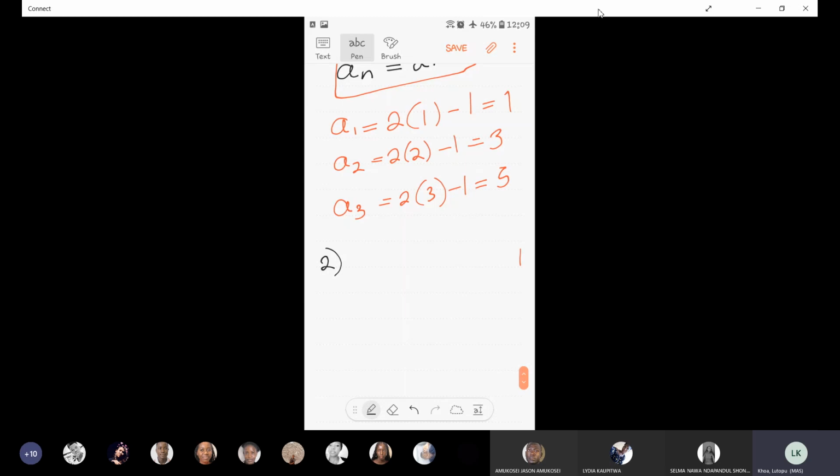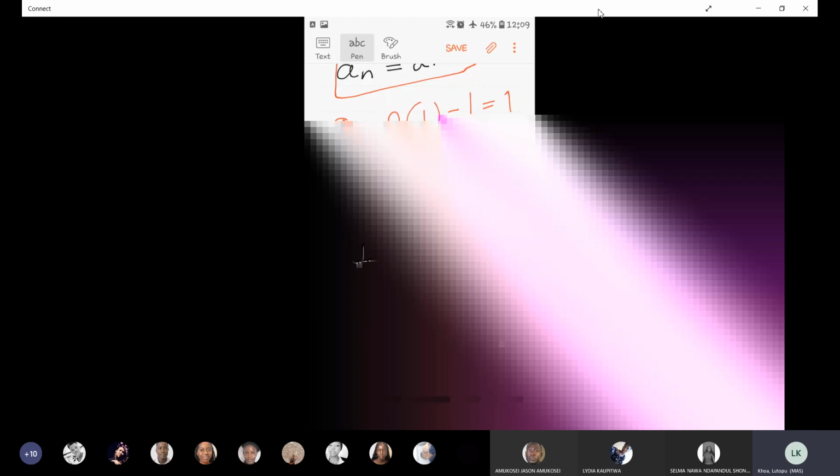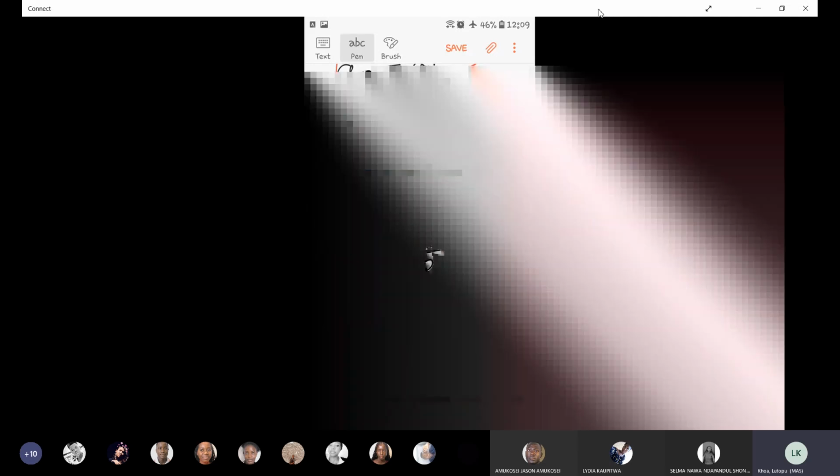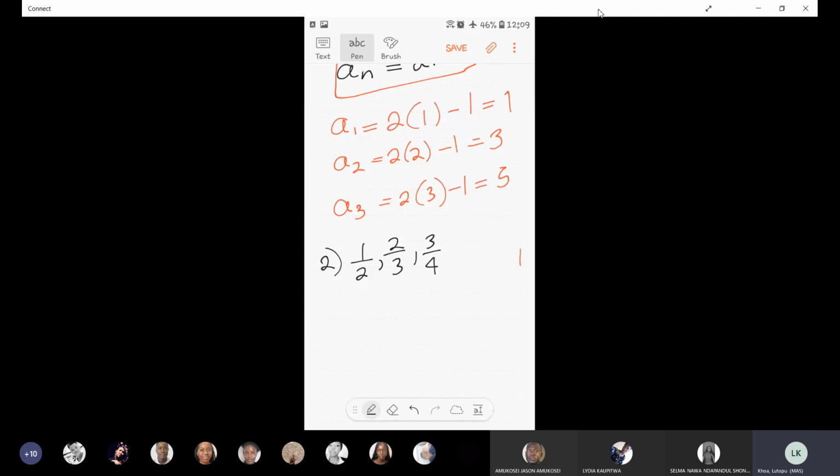And let's look at a half, 2 over 3, 3 over 4, 4 over 5, and then it continues in this manner. Can you tell me either what the next term will be or what the general form will be, or describe in words what is happening? So I have half, 2/3, 3/4, 4/5. What comes next?